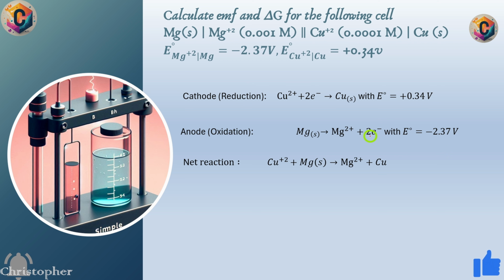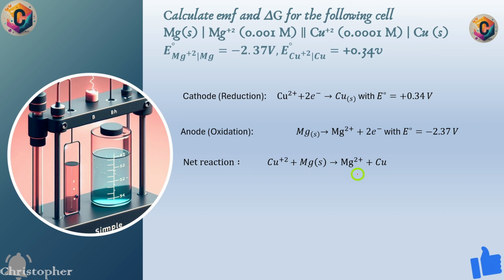If you want to write net cell, what you have to do? You have to cancel it out. Check whether the number of electrons gained is equal to number of electrons lost. Yes, it is right. So I can simply add these two equations. So here I have on the left hand side copper plus 2. Here I have Mg. And then on the product side I have copper. Here I have Mg plus 2. So this is how I can write net reaction.